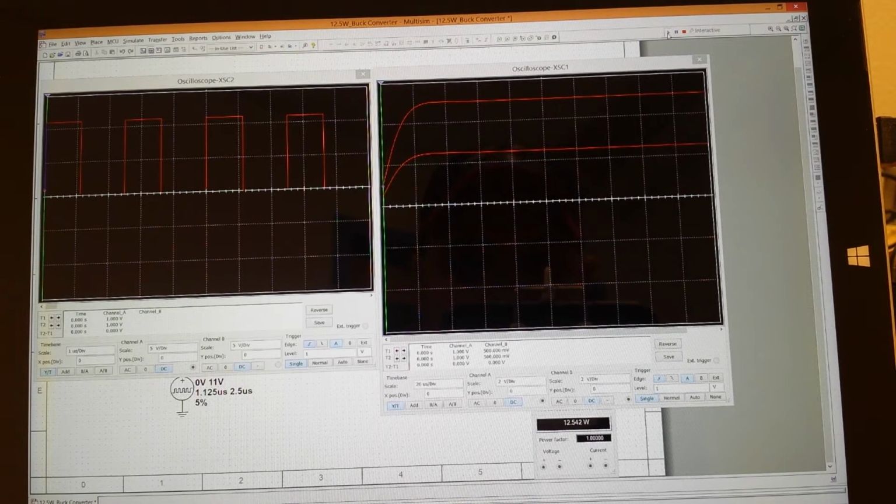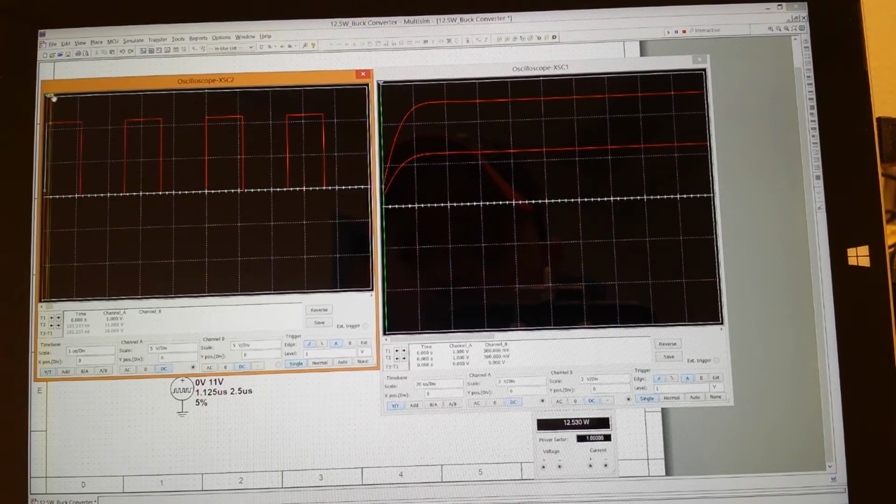And you can see there is our switching frequency right over here, and I'll move this up. I'm using an 11 volt input to the transistor, and this is at 400 kilohertz frequency, which gives me a 2.5 microsecond pulse period, and I'm using a 1.125 microsecond positive pulse width.